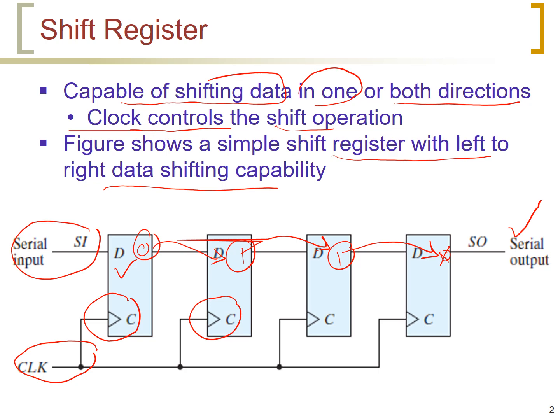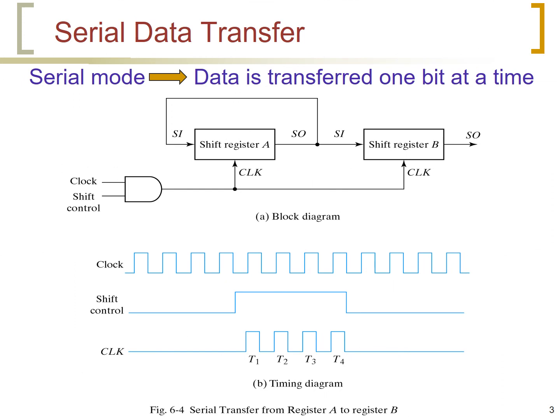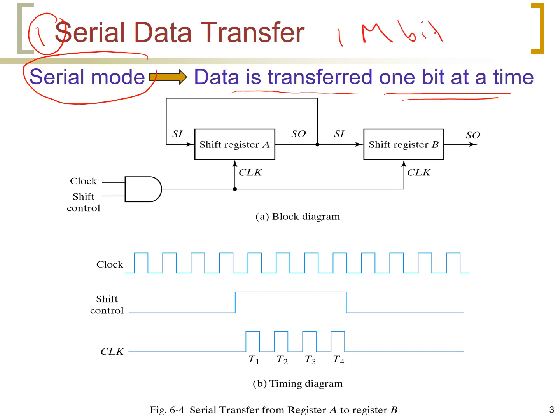Probably you will ask, why do we study shift registers? We give two examples for the shift register. The first example is for serial data transfer. Usually in communications, we operate in serial mode, which means data is transferred 1 bit at a time. Therefore, if we are talking about 1 million bits per second, it means the bits will go serially, one after the other, and each bit will need 1 microsecond to be transmitted.